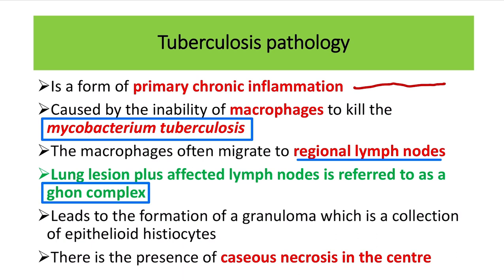And what is the Ghon complex? It is a lung infection plus lymph node involvement. So lung infection and also lymph node infection or involvement. In case of Mycobacterium tuberculosis, it is the Ghon complex. It also leads to formation of granuloma. So what is the role of the granuloma? Actually, the granuloma prevents the spread of any infection. So there is presence of caseating necrosis.